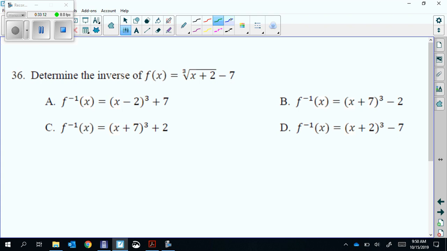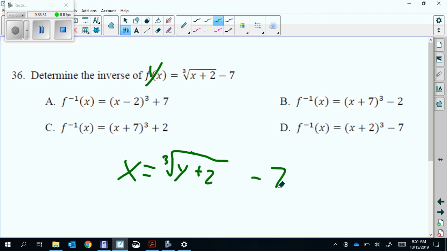Determine the inverse. That's where you switch x and y. You swap them and solve it out. So swap x and y. So instead of calling this y, which is basically what that is, we say x equals the cube root of y plus 2 minus 7. And we're trying to solve for y. So the first thing we do is add 7.